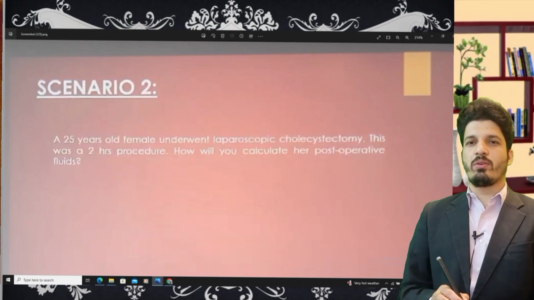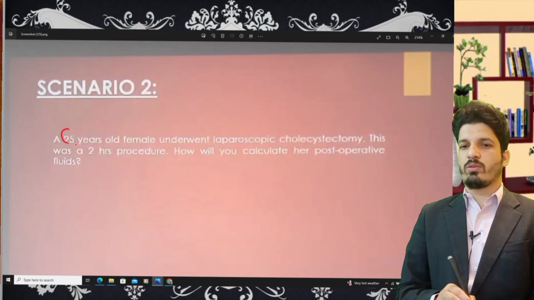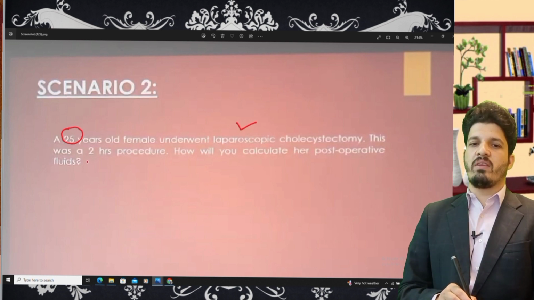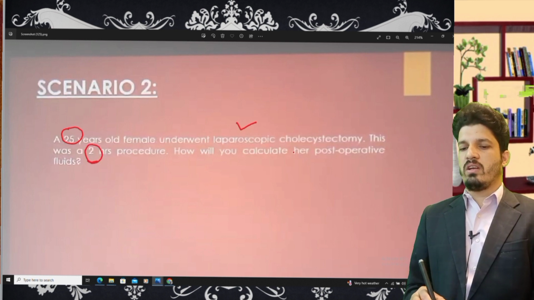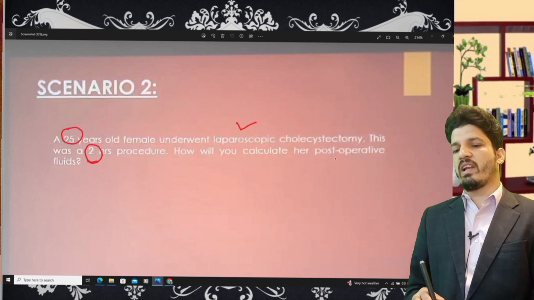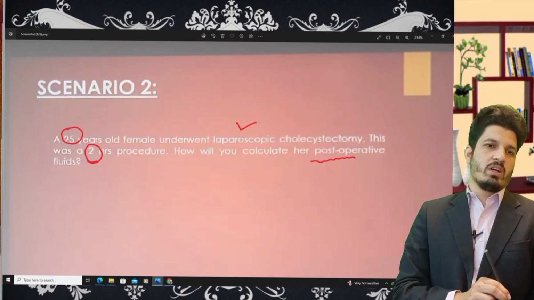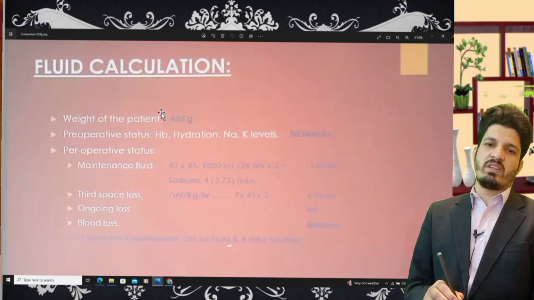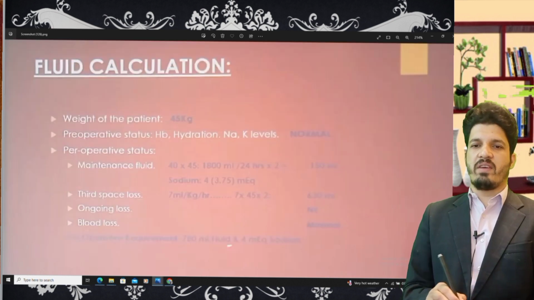We have been given the scenario that a 25 year old female patient underwent laparoscopic cholecystectomy, and the operative time was 2 hours, and we have been asked to calculate the post-operative fluids. Proceeding, we have been given the information that the weight of the patient is 45 kg.